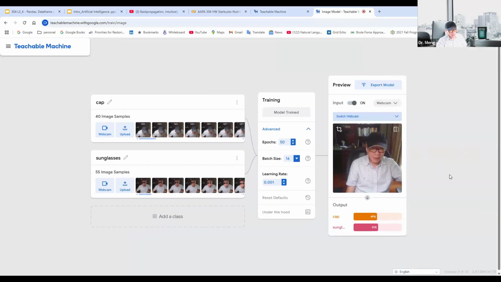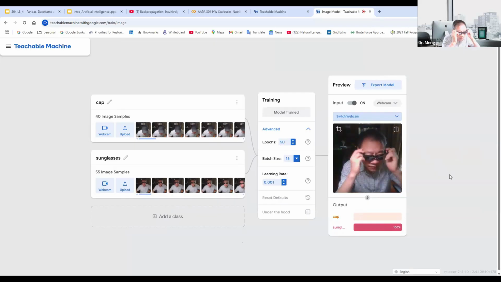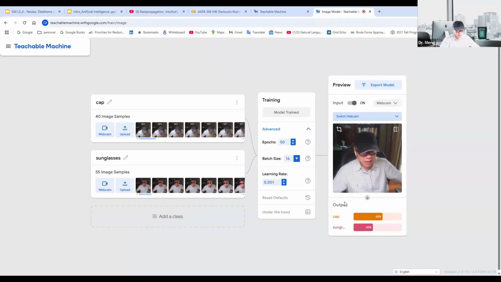All right. So see here, if I wear the cap, it's gonna be cap. If I don't, instead I put my sunglasses on, it's gonna say sunglasses. Right? So that is the model. It's actually prediction. It's gonna give us a real-time prediction, right? You can export your model.